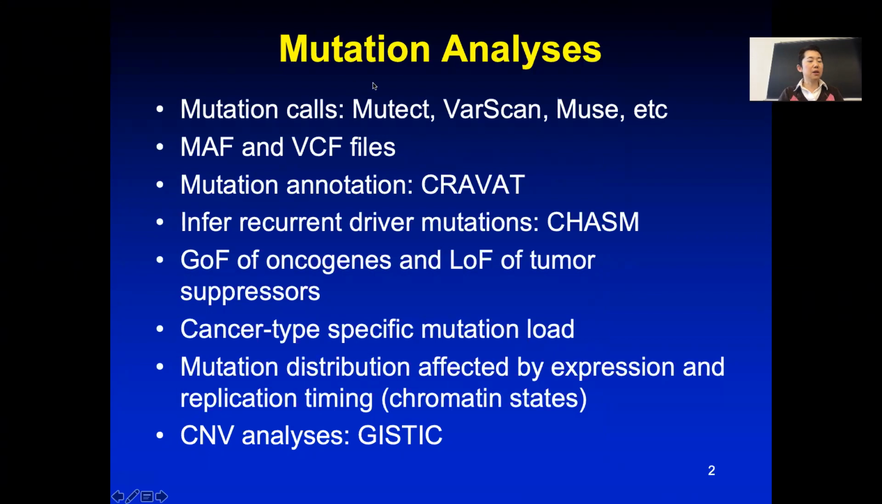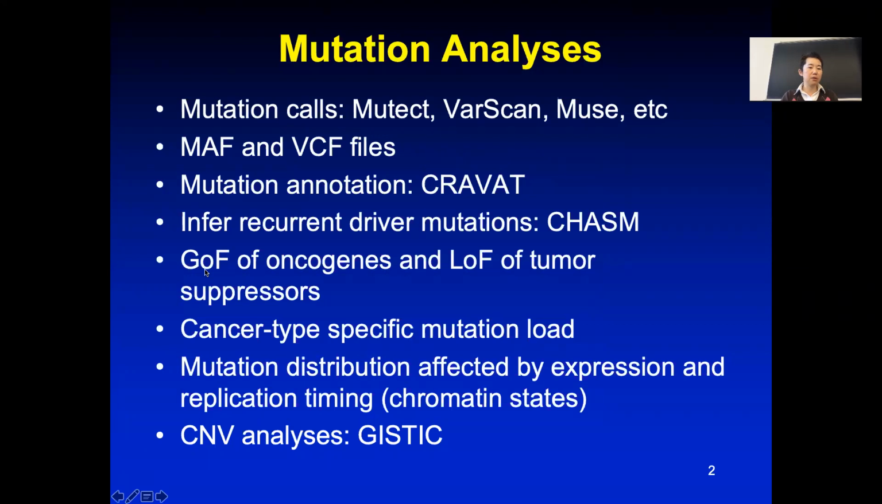And so in terms of mutation analysis, we discussed the mutation calls. We didn't actually ask you which specific mutation callers to use, but at least you are aware of some tools that people use for making the mutation calls. And at the end, you get either a MAF file or a VCF file. These are files you can convert between each other with slightly different format. Based on the mutation, you can annotate the mutation: is this a truncating mutation, or a missense mutation, or some other type? And also you could infer recurrent mutations, which could potentially be drivers of cancer.